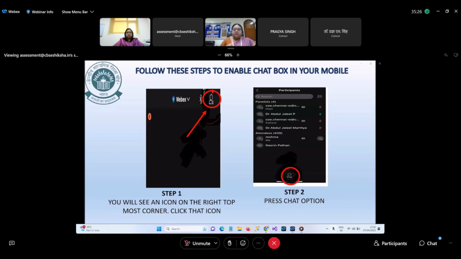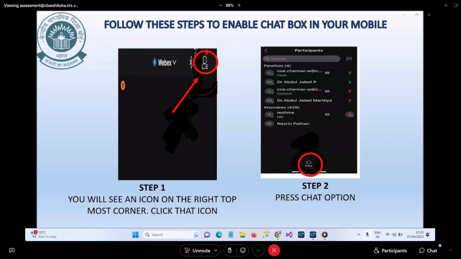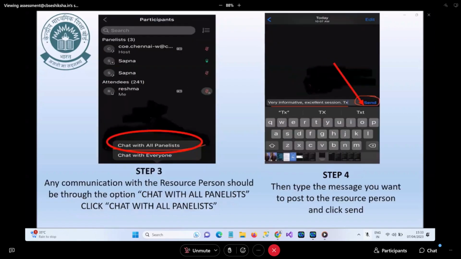Follow these steps to enable chat box in your mobile. Step 1. You will see an icon on the right topmost corner. Click that icon. Step 2. Press chat option. Step 3. Any communication with the resource person should be through the option Chat with all panelists. So click Chat with all panelists.